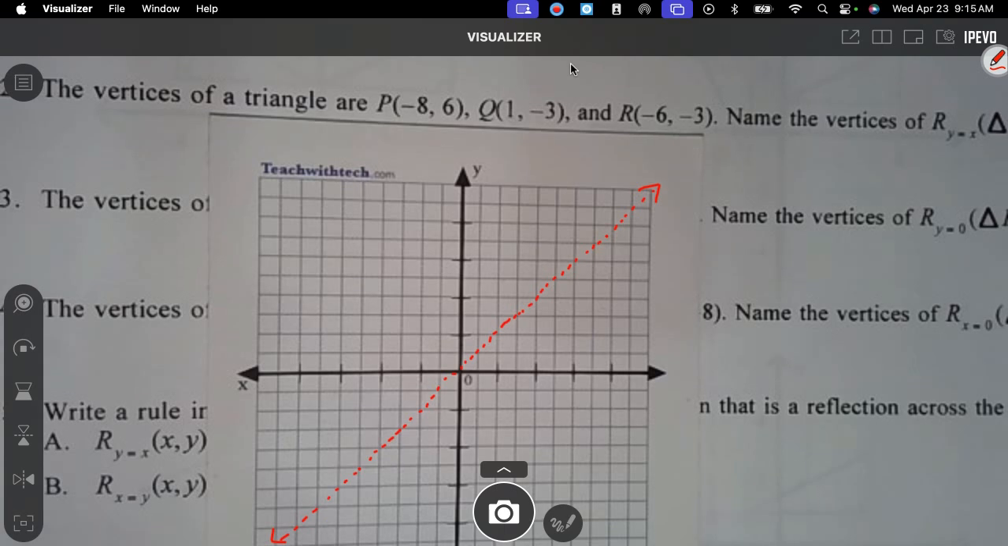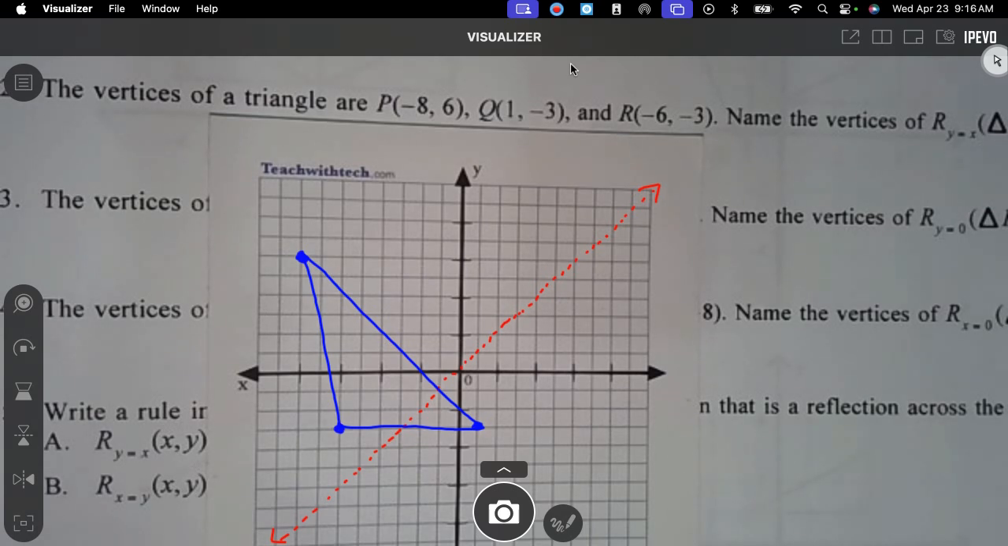Now I will plot those points. And so it's negative 8, 6. 1, 2, 3, 4, 5, 6, 7, 8. And then I've got 1, negative 3. Negative 6, negative 3. And negative 6. 1, 2, 3. Okay. So here's my triangle. And now I've got to flip it across that red dotted line. It's kind of hard to count squares, so I'm going to take a green marker and guess.